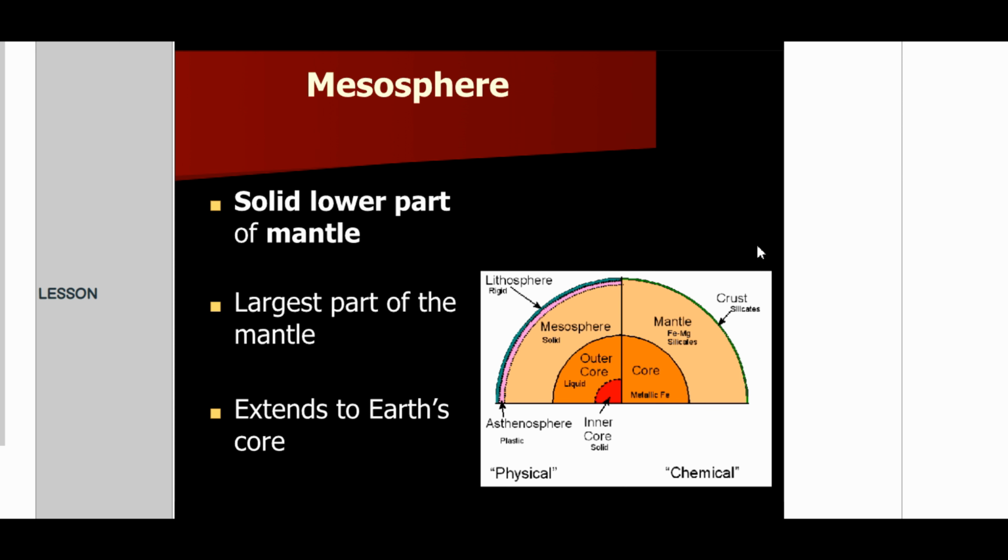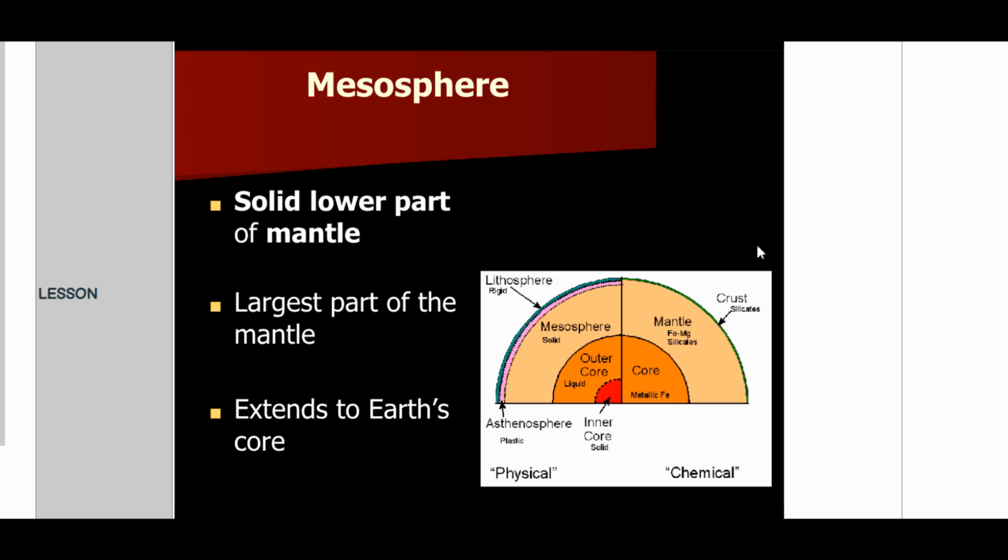All right, the next layer is the Mesosphere. This is the bottom part of the mantle, and it's solid. So you have solid crust, the flowy part of the mantle, and now we have another solid part of the mantle. And you'll find that our layers kind of sandwich themselves like that. So you have solid, liquid, solid, which holds everything in place.